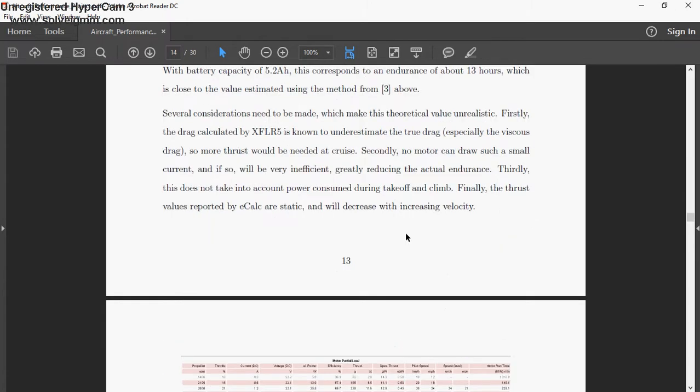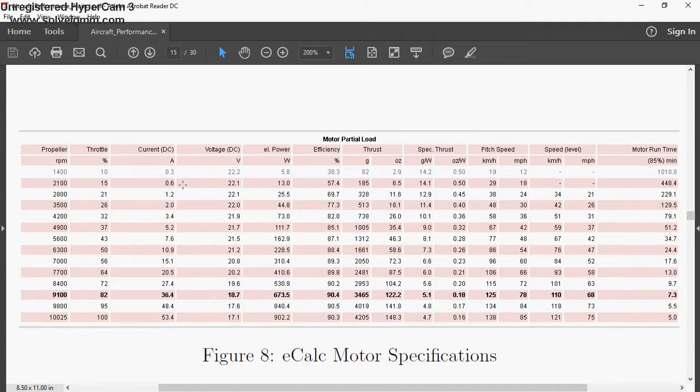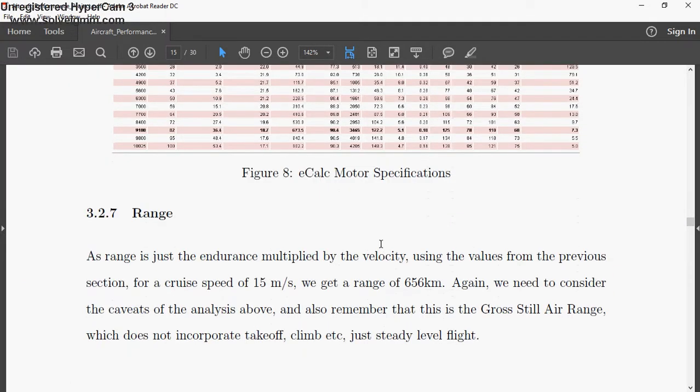The other method involves using eCalc, an analysis tool, which will give us values of current and voltage and thrust at various RPMs using our motor, propeller, and battery specifications. We see that at cruise velocity of 15 meters per second, we have a drag which is around 1 Newton or around 100 grams of thrust. eCalc shows that at this value of thrust, we have around 0.4 amps of current, and this leads to another estimation of endurance, which is around 13 hours. Because they're similar, we believe the estimates are accurate.